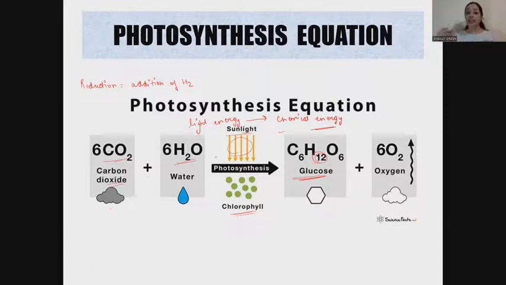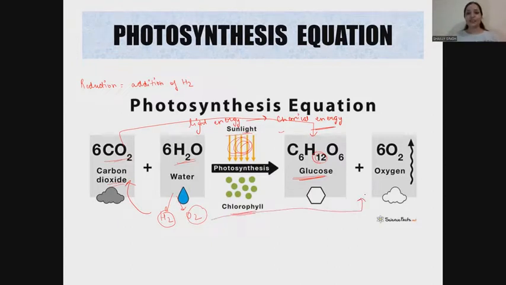And the second important point: this light energy, this sunlight, breaks the water molecule into what? Can anyone please tell me? Hydrogen and oxygen. This hydrogen combines with carbon dioxide to form carbohydrate, and this oxygen escapes into the atmosphere.